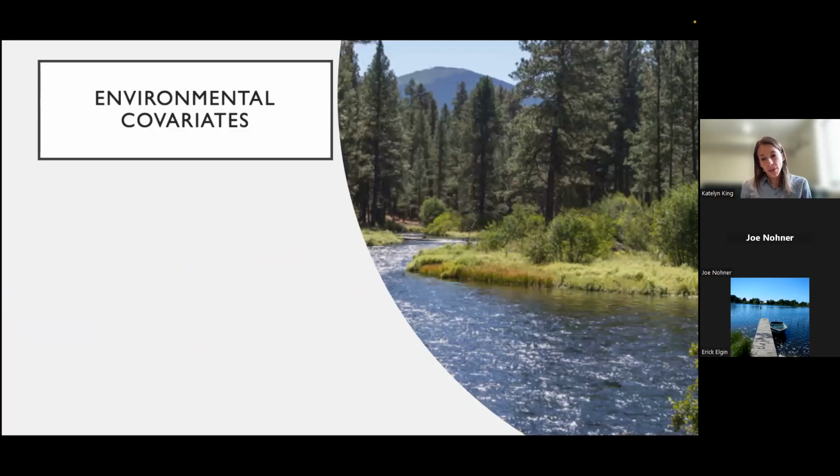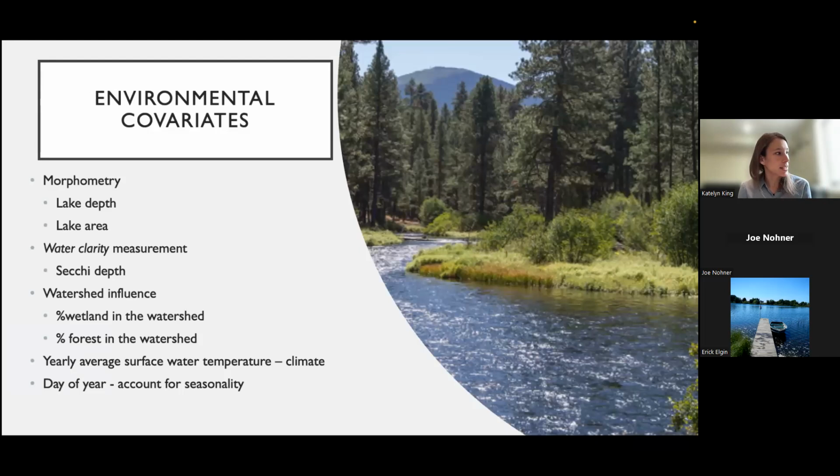And then the environmental data that went into these models to help explain where largemouth bass were occurring. We tried a variety of variables and ended up with this final set of variables that have a lot of ecological relevance and also are not correlated with each other. So we have some variables that describe the morphometry of a lake, so lake depth and lake area. Water clarity was measured by Secchi depth.